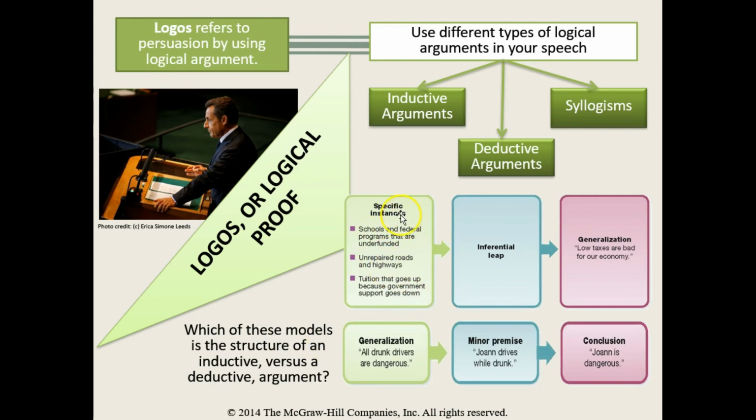So just read these real quick. Some specific instances: schools and federal programs that are underfunded, unrepaired roads and highways, tuition that goes up because government support goes down. The inference, or the leap, is that low taxes are bad for our economy. So my statement would be: low taxes are bad for our economy because schools and federal programs are underfunded.